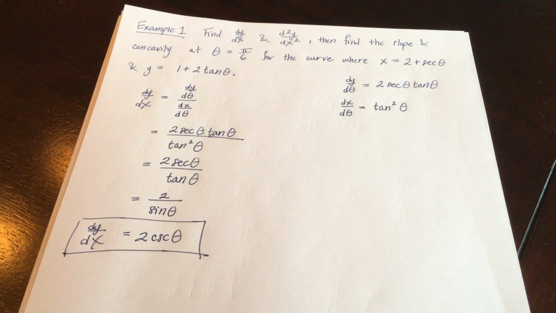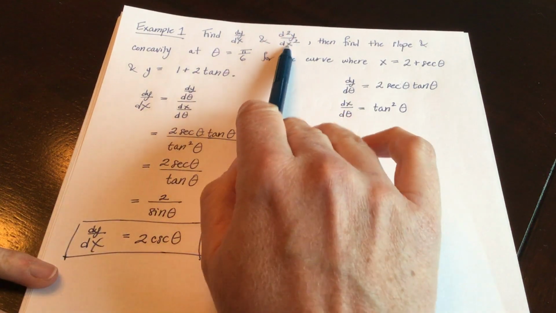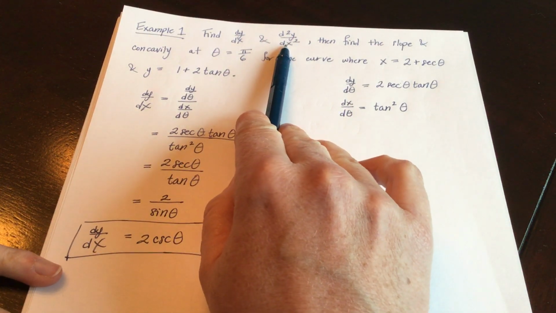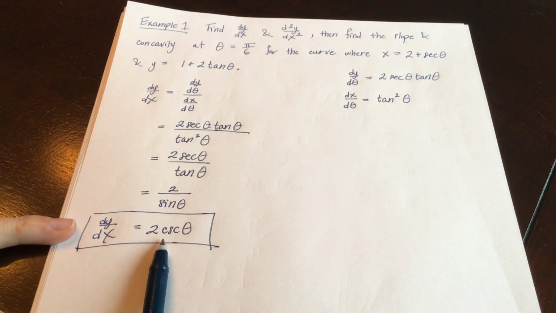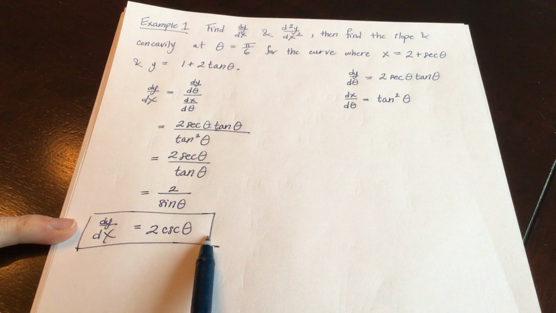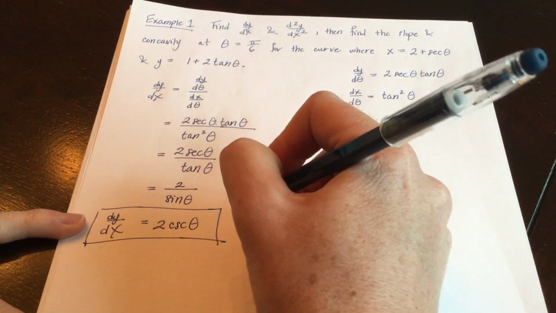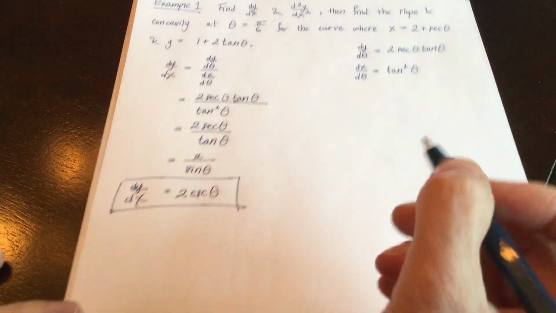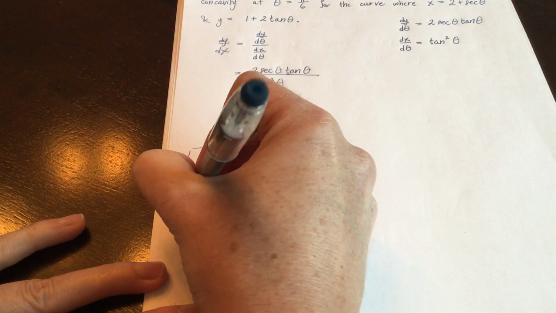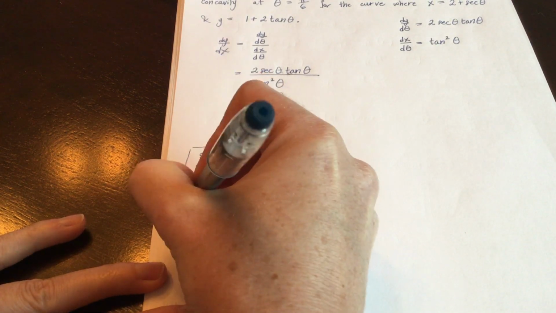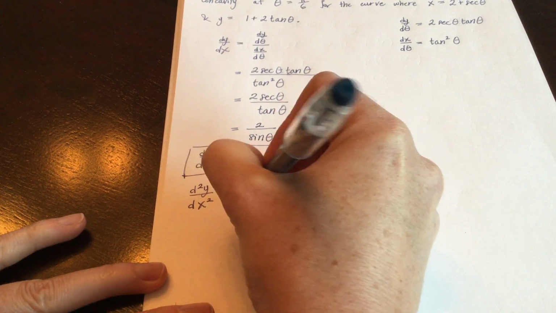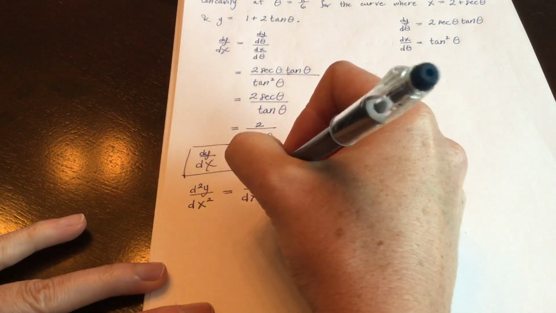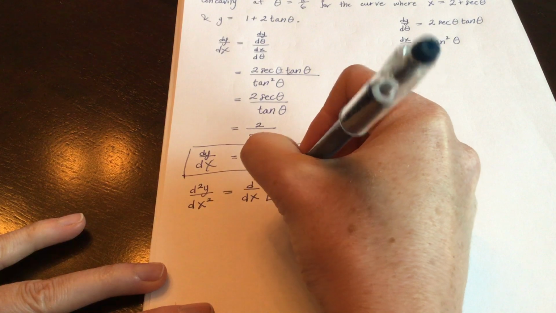There's dy dx. Now let's go for the second derivative with respect to x. Well, you're always going to have to get the first derivative anyway, so why not just continue on from there? So if I do, then I would just say, hey, if you want the second derivative of y with respect to x, here's how you get it. You take d dx of dy dx.